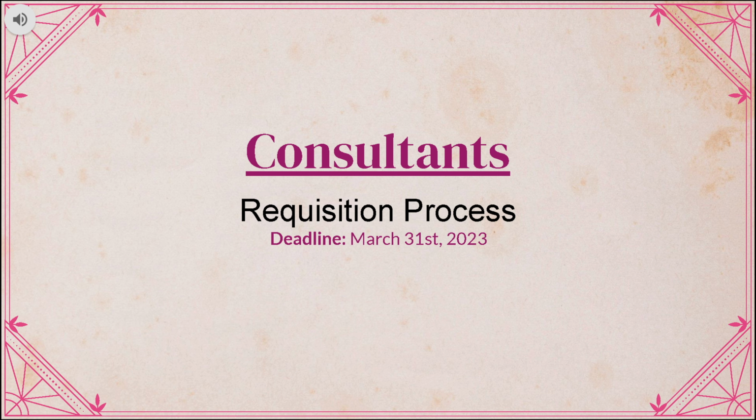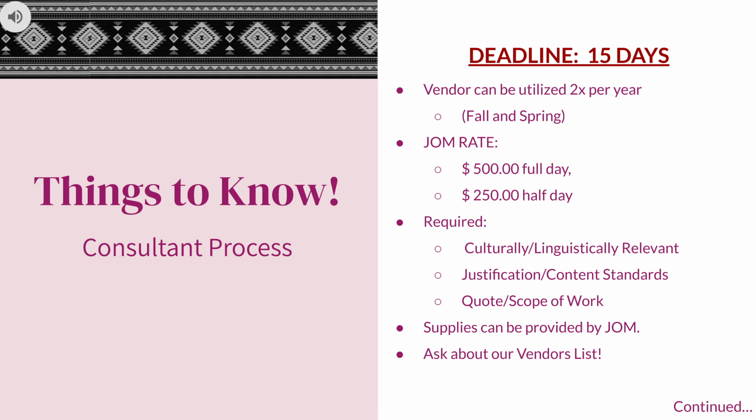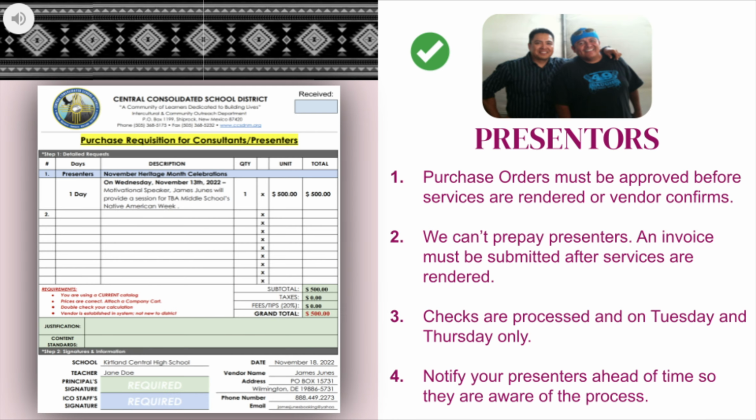Consultants. The requisition process with a deadline of March 31st, 2023. Things to know about our consultant process. The Johnson & O'Malley program requires a 15-day deadline to submit requests. Vendors can be utilized twice per school year, once in the fall and once in the spring. The rate is $500 for presenters and consultants. Number 1, purchase orders must be approved before services are rendered or vendor confirms.